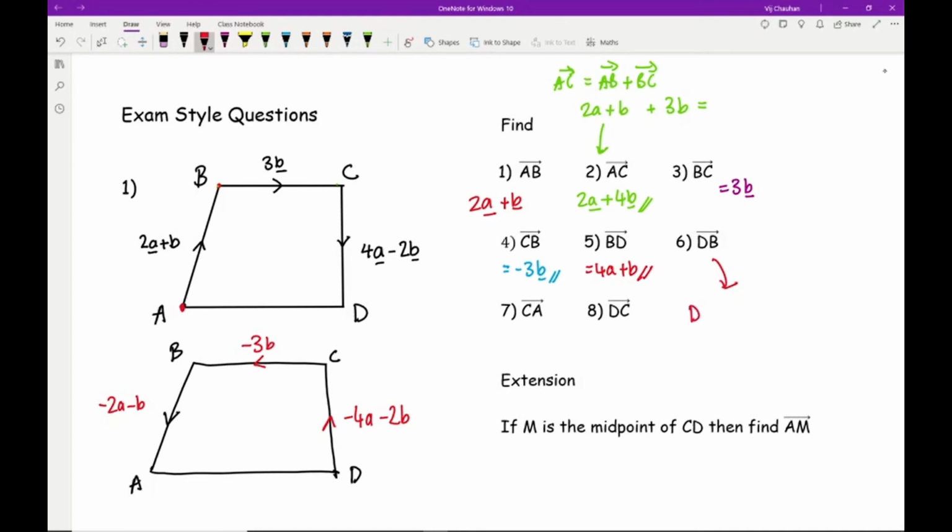Now to get from D to B, I'm going to go the route of D to C and then C to B. Now D to C is going in the opposite direction, so that's going to be minus 4A plus 2B. And then C to B is going in the opposite direction, so that's going to be minus 3B. And then working this out, I've got minus 4A, and then 2 take away 3 is minus B. So the correct answer we should have for question 6 is going to be minus 4A plus B.